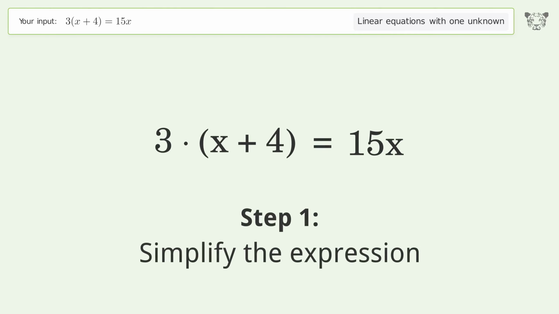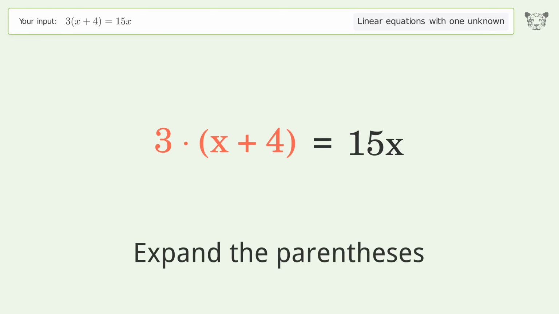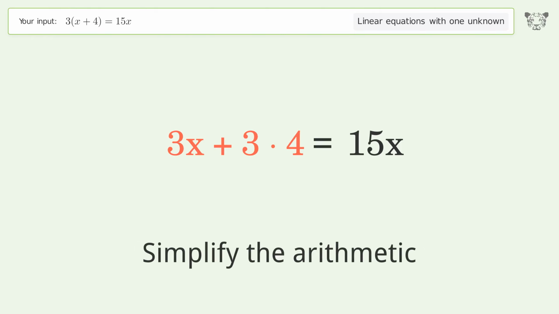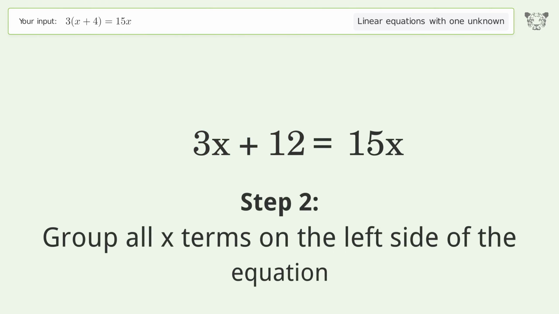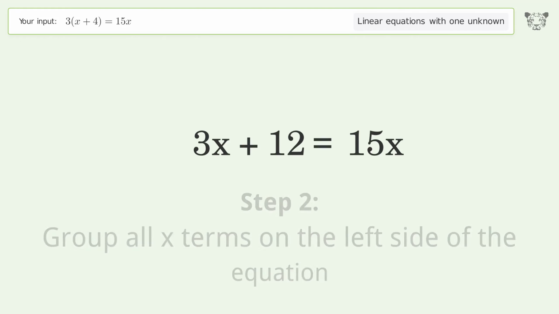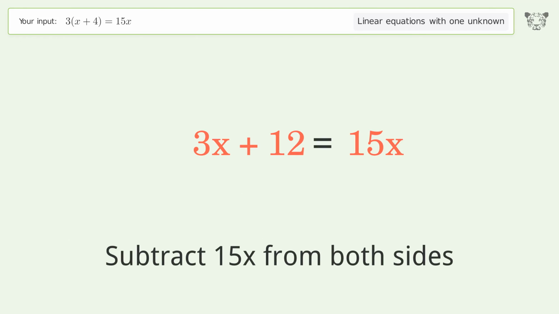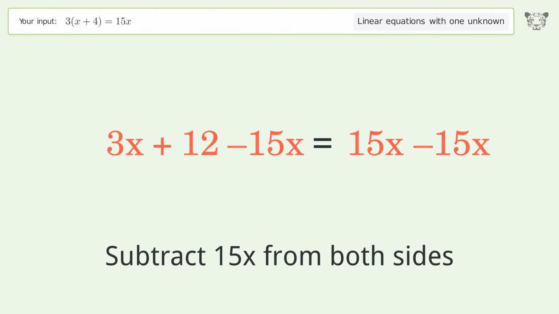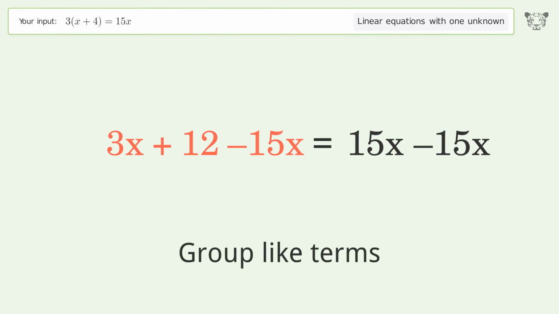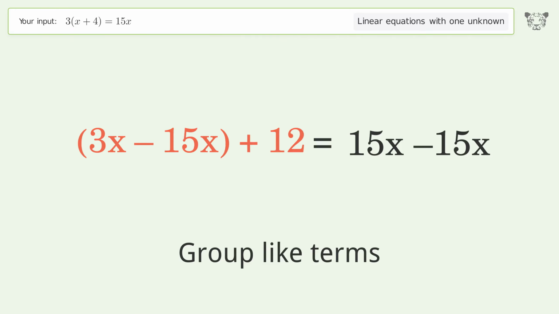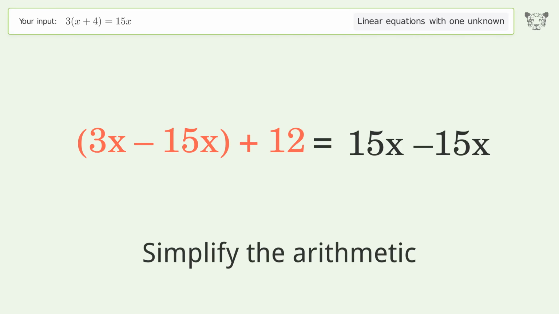Simplify the expression. Expand the parentheses. Simplify the arithmetic. Group all x terms on the left side of the equation. Subtract 15x from both sides. Group like terms. Simplify the arithmetic.